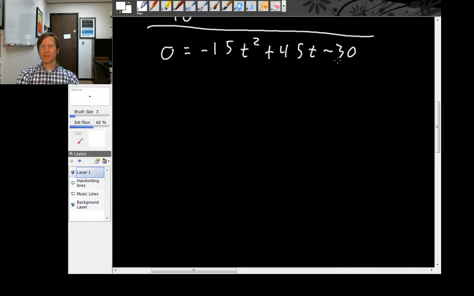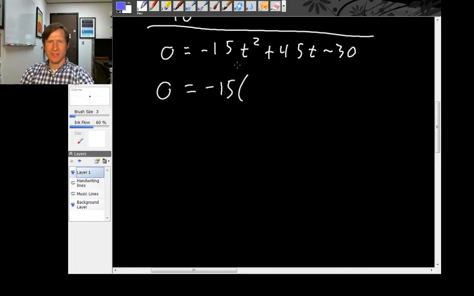I see there's a common factor in these. We could factor out a negative 15. So let's do that first. 0 equals negative 15 times. Now let's see, when you factor negative 15 out of negative 15t squared, you get t squared. When you factor negative 15 out of 45t, you get negative 3t. And when you factor negative 15 out of negative 30, you get plus 2.